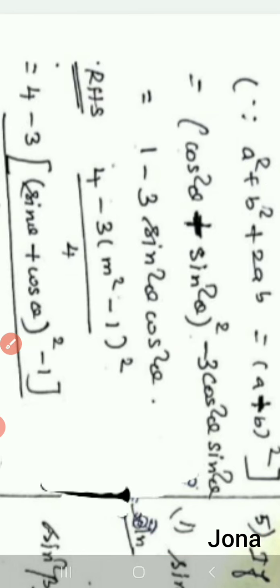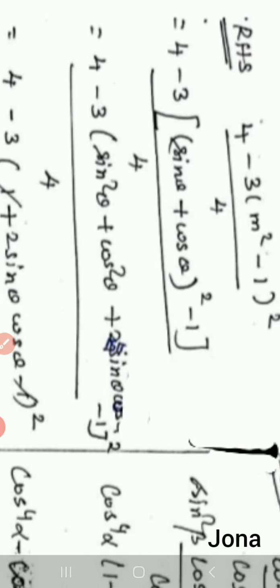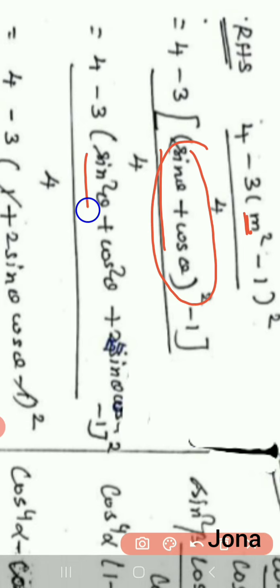Now let me take the right hand side of that, so that we have 4 minus 3 into m square minus 1 the whole square divided by 4. Now I want to substitute the value of m here, that is sin theta plus cos theta. Therefore 4 minus 3 into this sin theta plus cos theta the whole square can be written in this form a plus b the whole square. That is sin square theta plus cos square theta plus 2 sin theta cos theta minus 1 the whole square. Here square must be there. Okay, whole divided by 4.